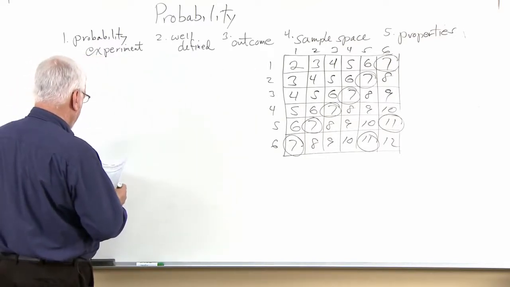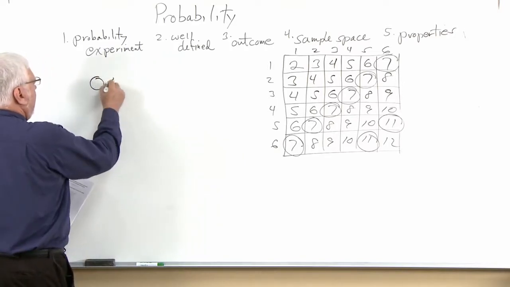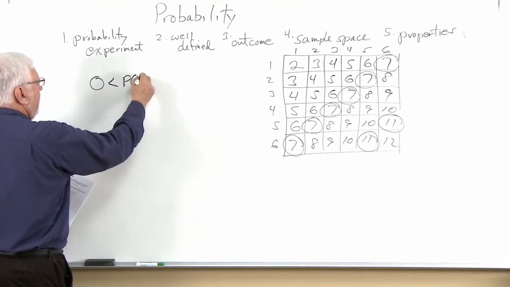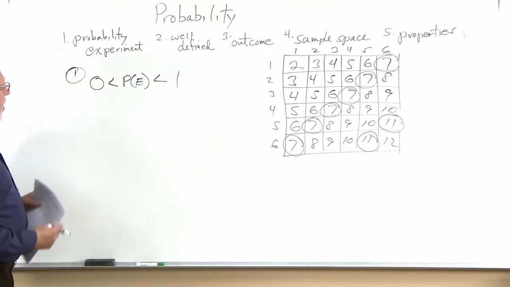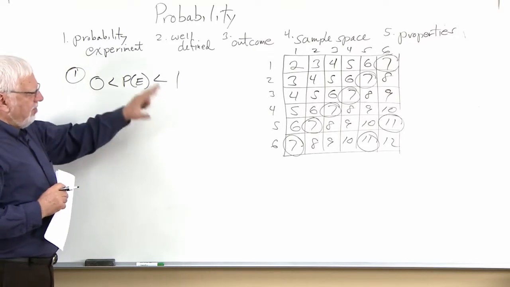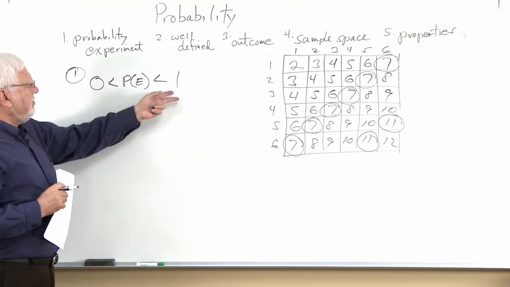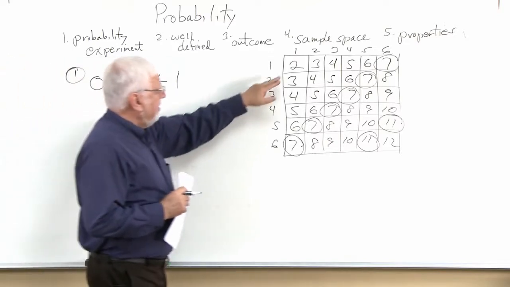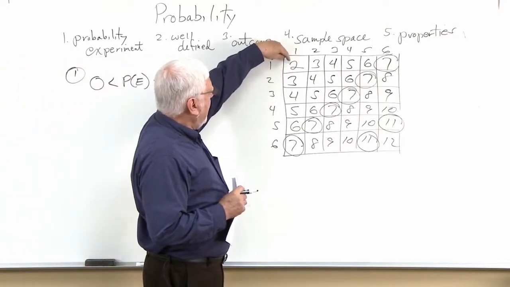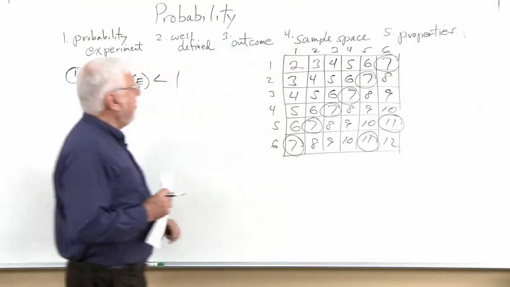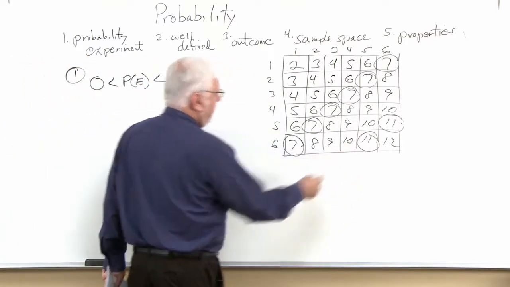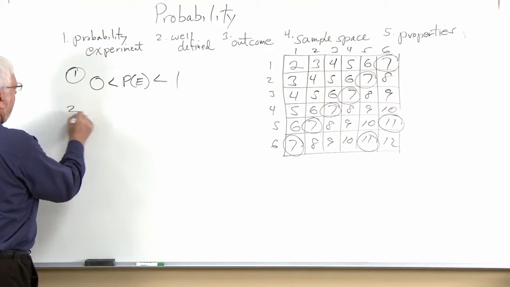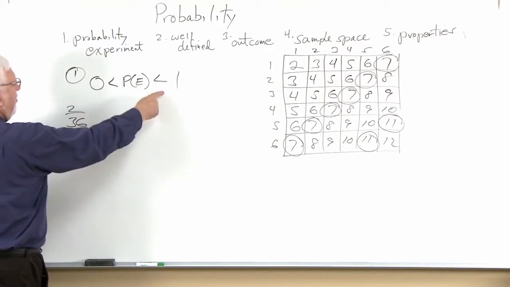this is our first of our properties, and they're listed on that sheet, that the probability has to be between 0 and 1. All of our probabilities for all the potential outcomes are going to be between 0 and 1. No matter which one, like what's the probability of getting a 2, for example? Well, there's only one 2 up here, so it's 1 out of 36. So that is between 0 and 1, isn't it?